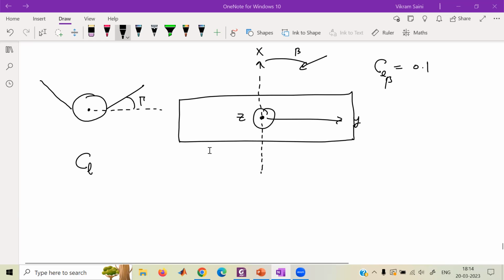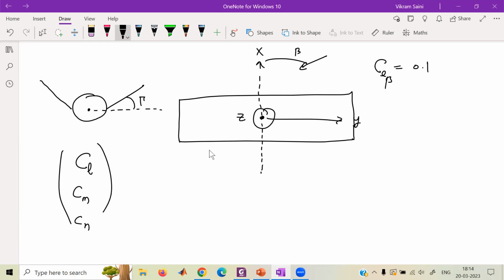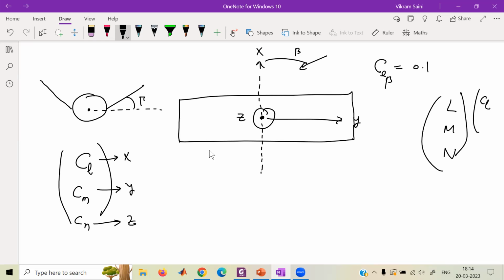Actually, there are three coefficients: CL, CM, and CN. These are three moment coefficients, no? So CL belongs to which axis? X-axis. CM belongs to the Y-axis. CN belongs to the Z-axis. So there are three moments that we define: capital L, capital M, capital N. And when we define corresponding moments, then moment coefficients, they are CL, CM, and CN. And you're talking about the lift coefficient, so we are not talking about that lift coefficient right now.